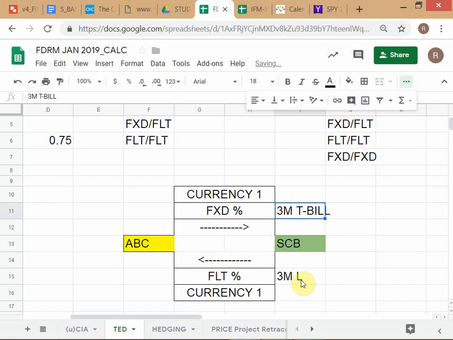Okay, so the exchange will not be equivalent. Obviously if you are going to receive the 3 month bill rate, and you are going to be paying the 3 month LIBOR rate, this rate is at a higher rate, so you might expect a margin below LIBOR, but then again your credit rating also matters, because it depends on what ABC's credit rating is.